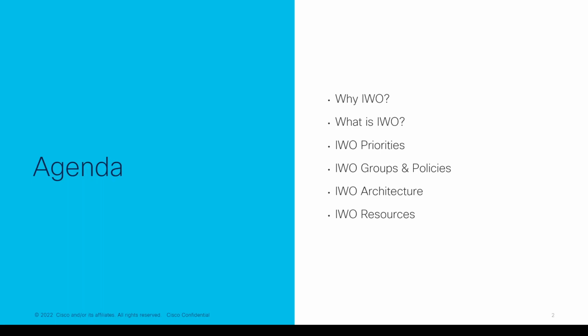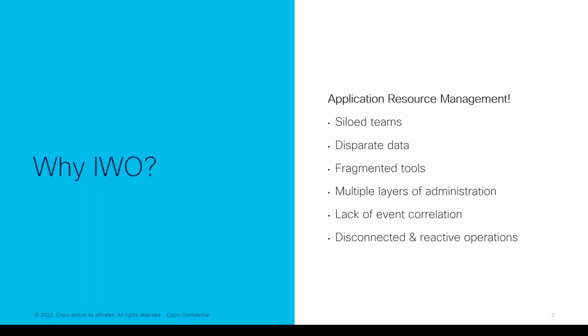So, in the Introduction to Intersight presentation, we talk about how Intersight helps customers manage multiple layers of operational complexity and tooling, and that's going to be a theme in this presentation as well. So let's dive into why do we need Intersight Workload Optimizer, and the answer in 3 words is application resource management. So what is application resource management?